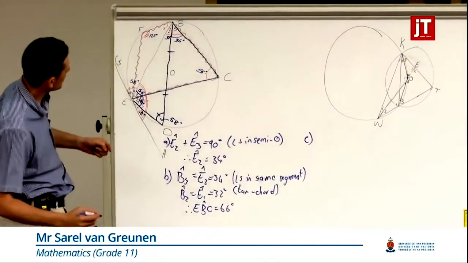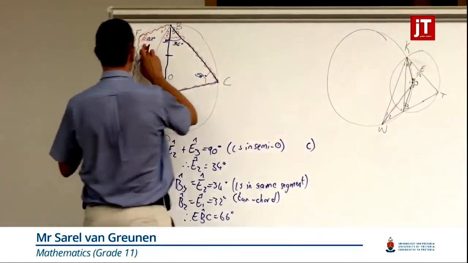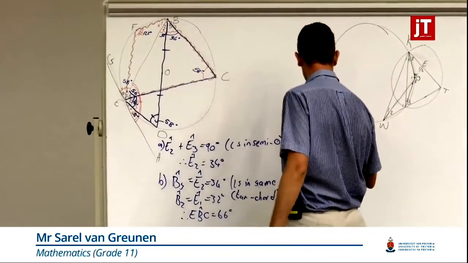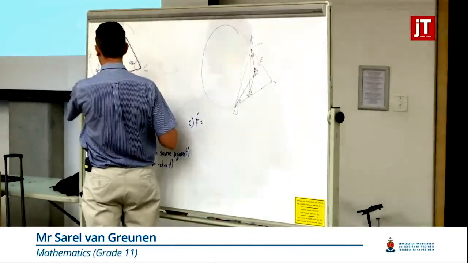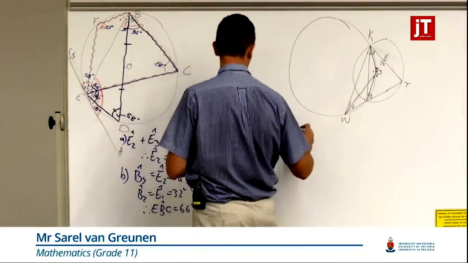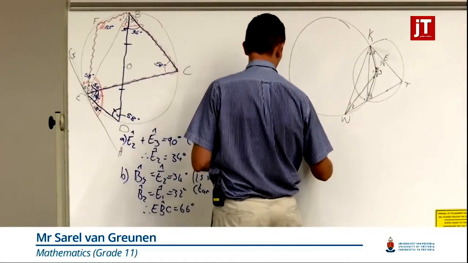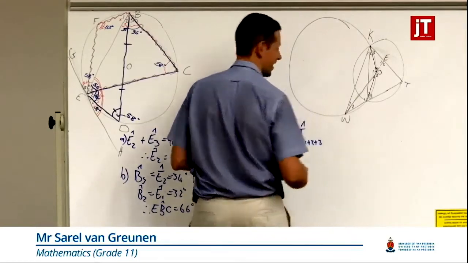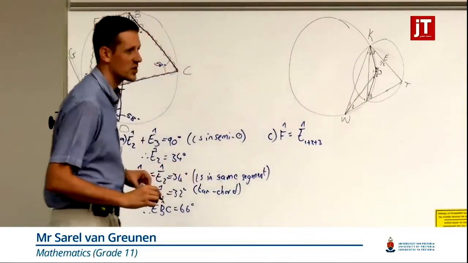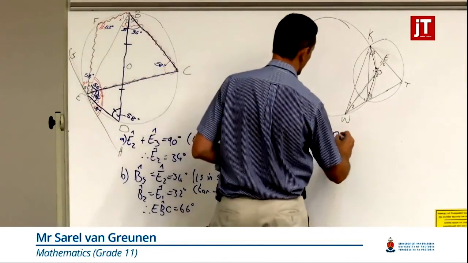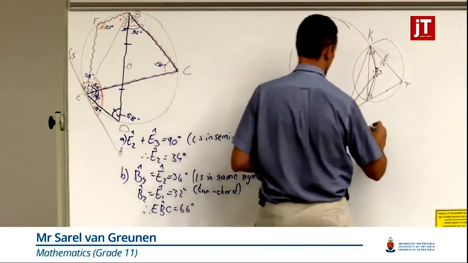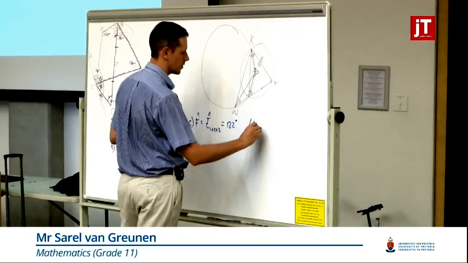Now, angle F. I'm saying that angle F is equal to angle E1, E2, as well as E3. So I'm going to say E1 plus 2 plus 3. You are allowed to write it like that. And this is 122 degrees, tan chord.